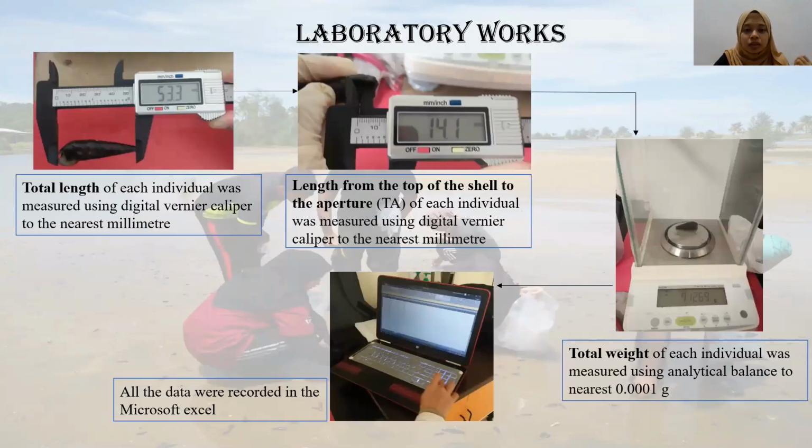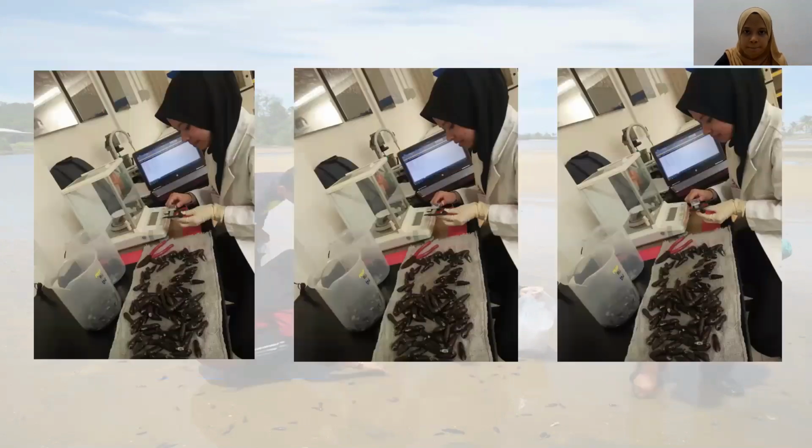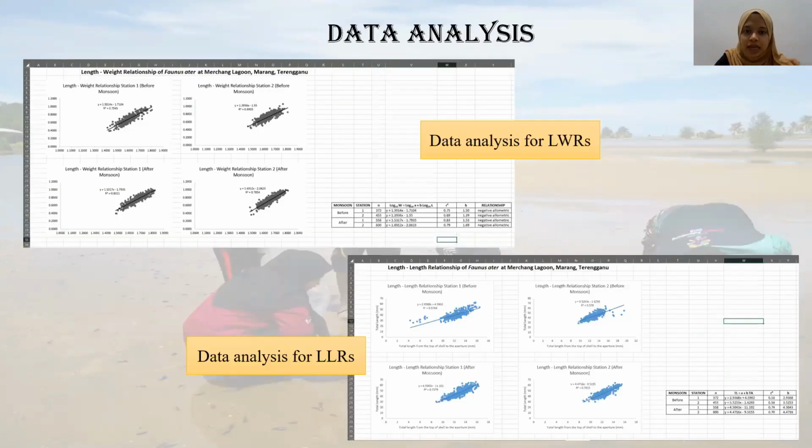In the lab work, total length and length from the top of the shell to the aperture of each individual was measured using digital vernier caliper. And then total weight of each individual was measured using analytical balance. And all the data was recorded in Microsoft Excel. Data analysis using Microsoft Excel.